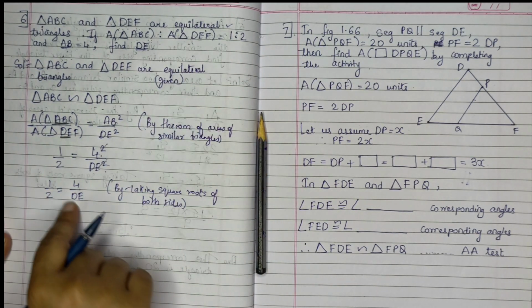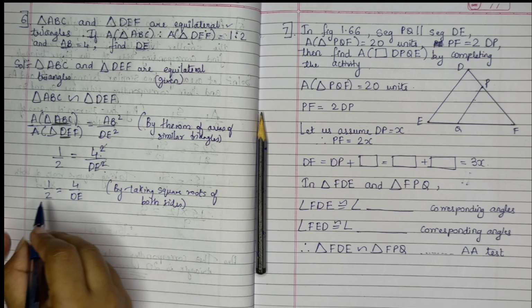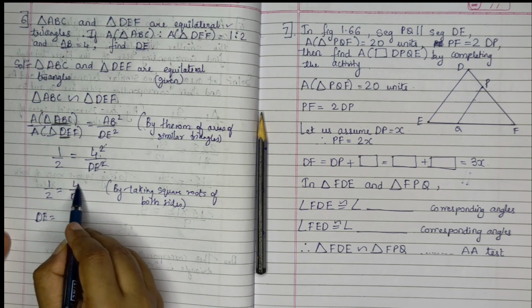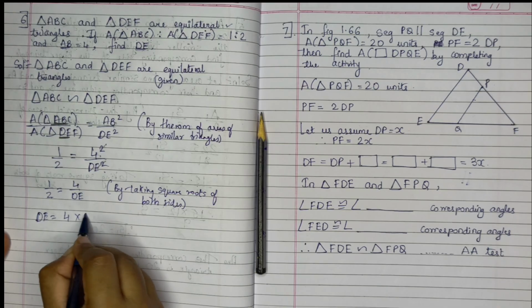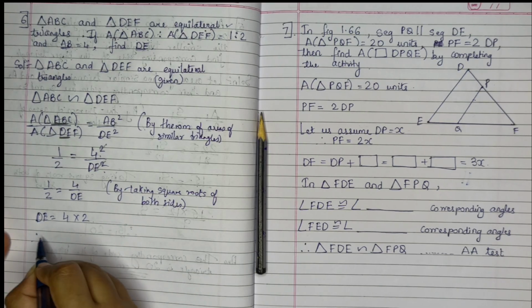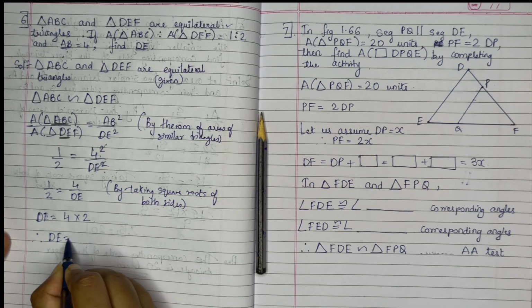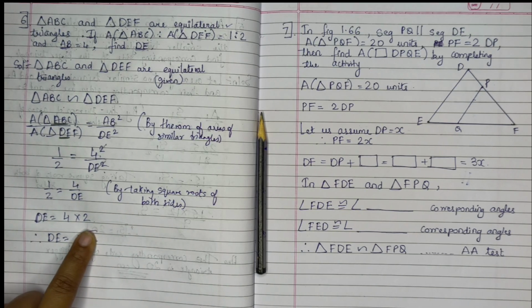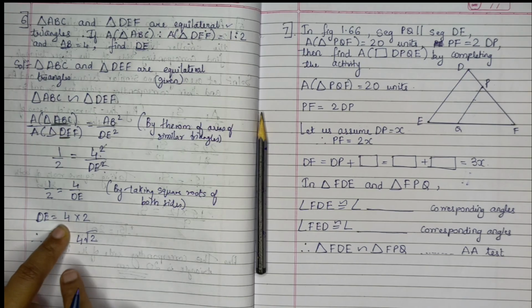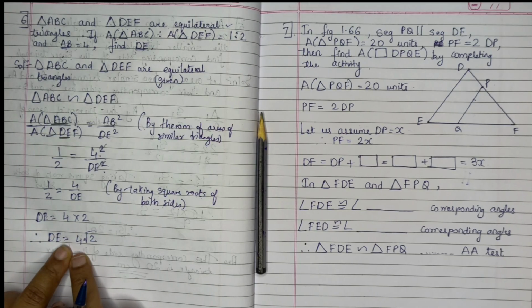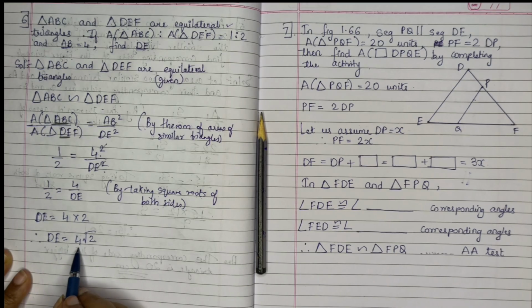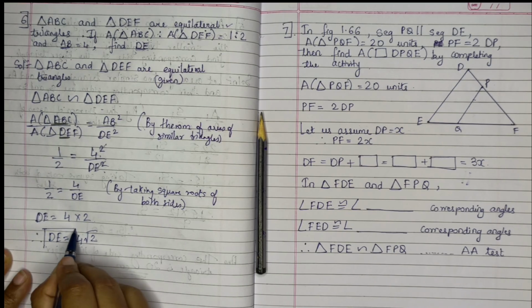Now we will cross multiply this. So DE multiplied by 1, that is DE, is equal to 4 multiplied by 2. Therefore DE is equal to 4 root 2. You can write the 4 outside and root 2 under the root. So therefore DE is equal to 4 root 2.